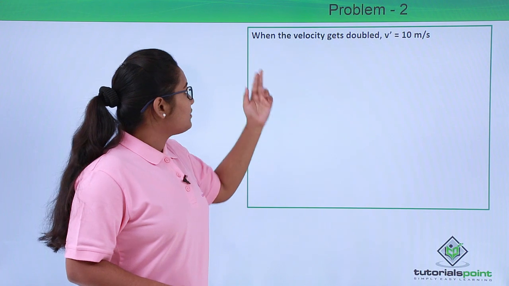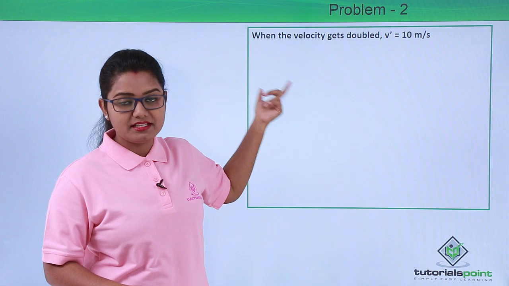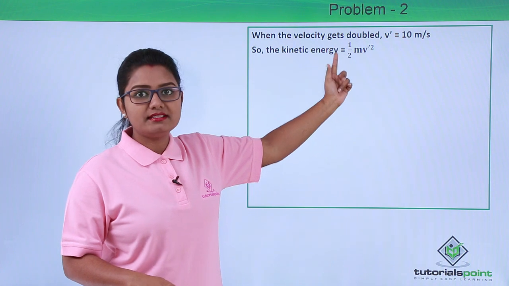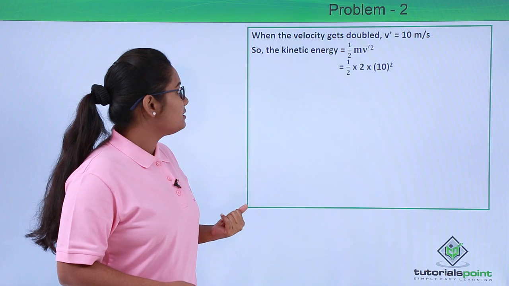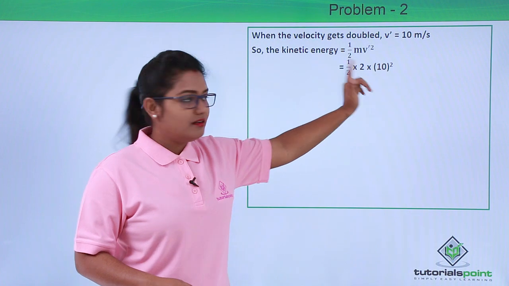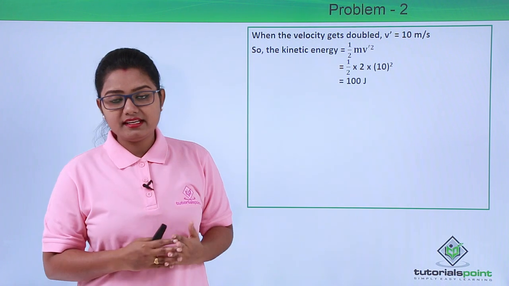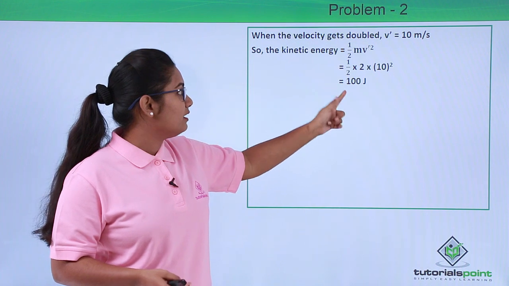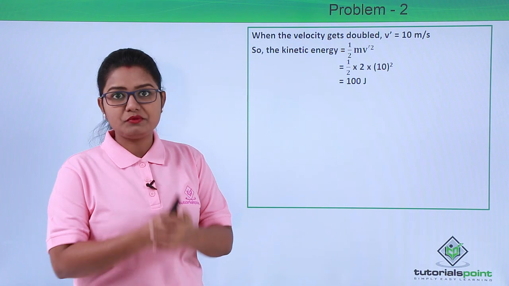So let us try to find out the kinetic energy of the body when its velocity gets doubled, that is v prime. So the kinetic energy, we can find it out using the same formula, that is half m v prime squared in this case. So let us put the values here. So this turns out to be half multiplied by 2 multiplied by 10 squared. So this equals 100 joules. Now we had the initial kinetic energy of the body to be 25 joules, but when its velocity gets doubled, the kinetic energy of the body is now 100 joules. That means it has become 4 times of its initial kinetic energy, which was 25 joules.